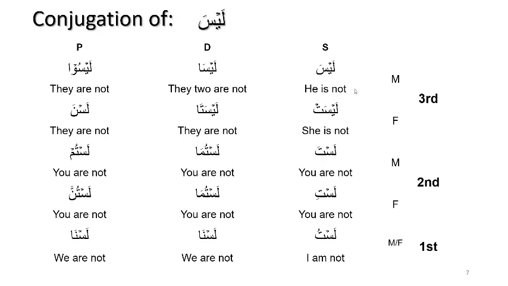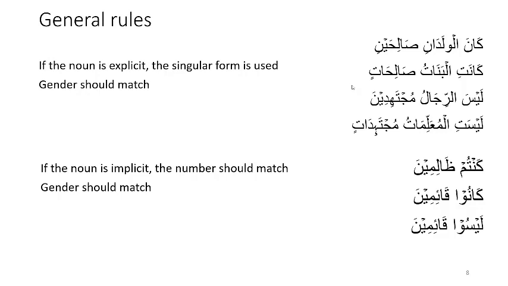Here now is the conjugation of laisa. So third person male would be laisa, laisa, and laisu. As before, I want you to pause over here and learn this conjugation. Now let's look at some more general rules.